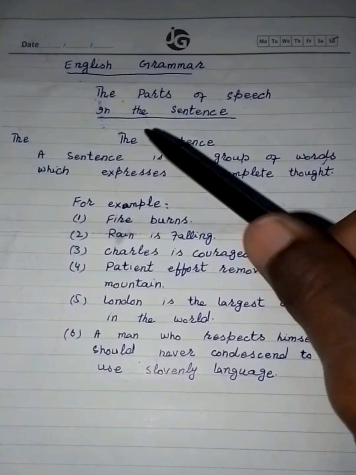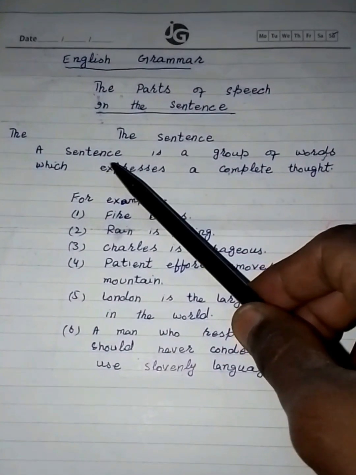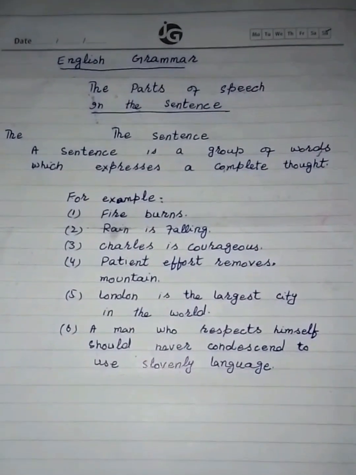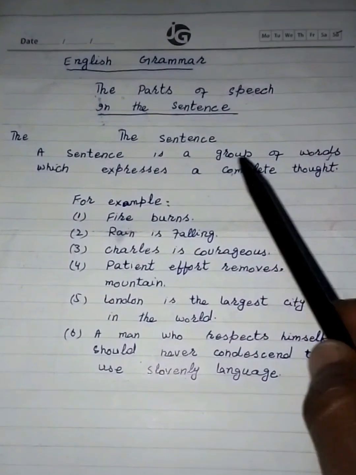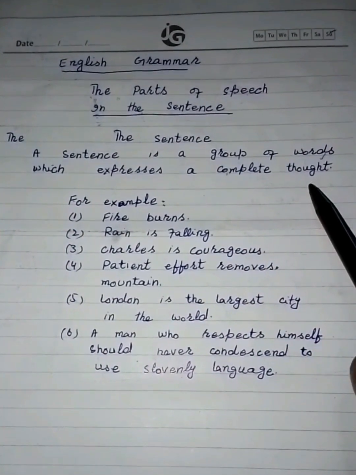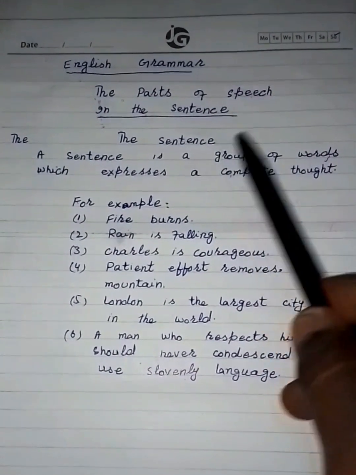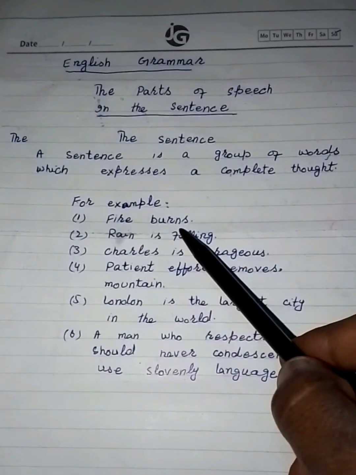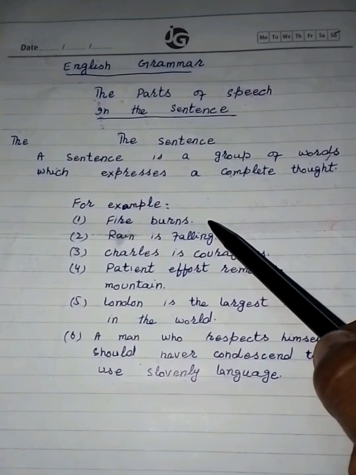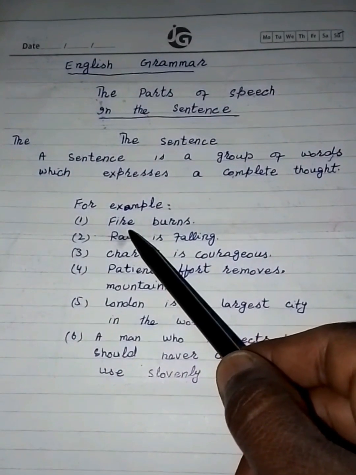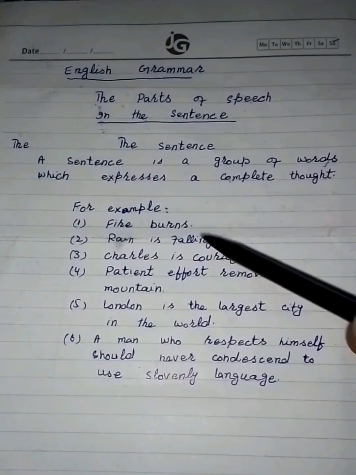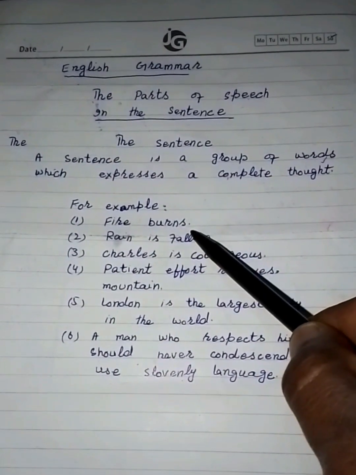So the first lecture is the sentence. A sentence is a group of words which expresses a complete thought. For example, "Fire burns." That is a complete sense. If you only say "fire," no person will understand what you mean, but when we say "fire burns," it is a complete sentence.